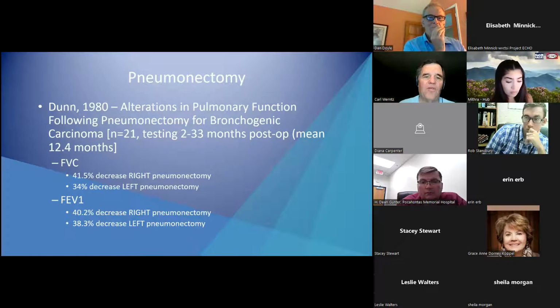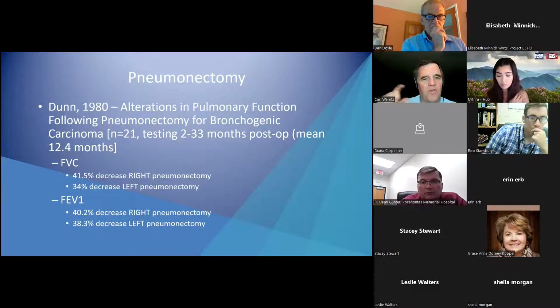I found a couple of articles, and what was interesting was they did show differences in right versus left. So about a 40% decrease in FVC for right pneumonectomy and 34% for left. That makes sense. You have a whole other lobe on the right. FEV1 had decreases, but they were more similar. They're both about 40% change.